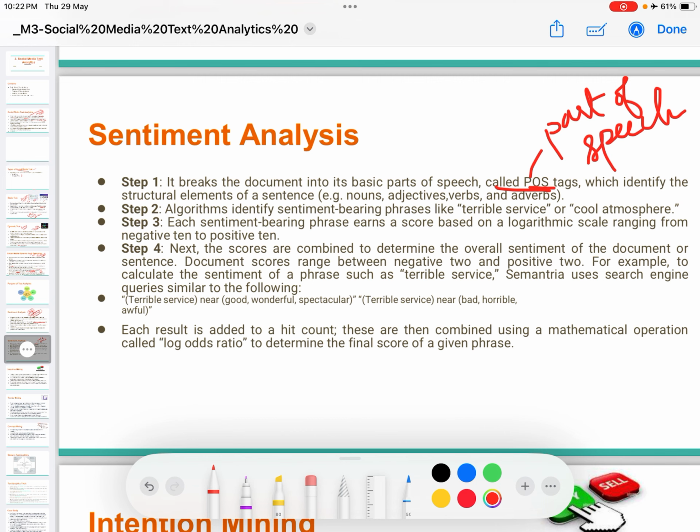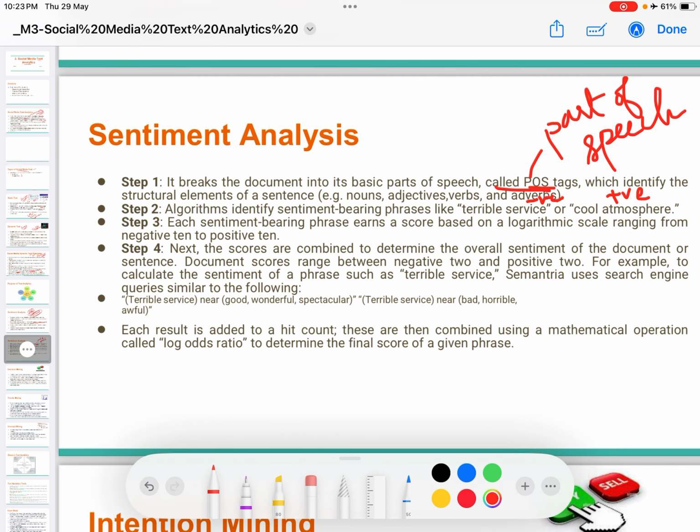The second step is that algorithms identify sentiment bearing phrases like terrible service or cool atmosphere. Cool atmosphere is a positive sentiment bearing phrase. Terrible service is a negative sentiment bearing phrase. Each sentiment bearing phrase then earns a score based on the logarithmic scale ranging from negative 10 to positive 10. Next, the scores are combined to determine the overall sentiment of the document or sentence. Document score ranges between negative 2 and positive 2.